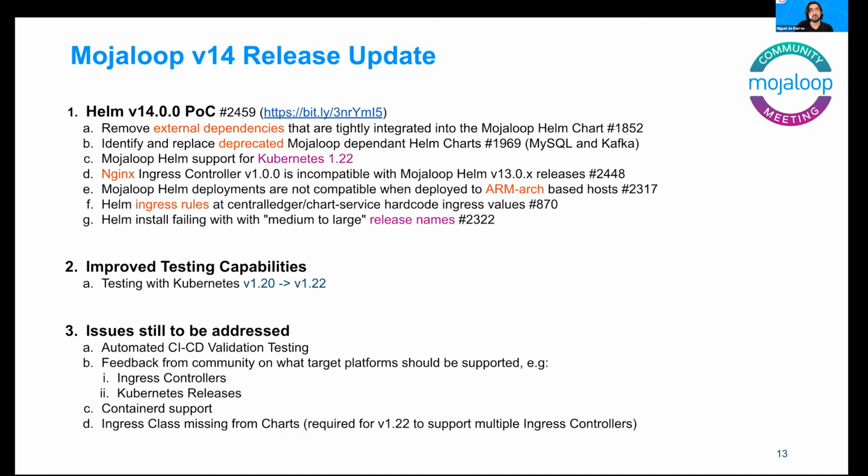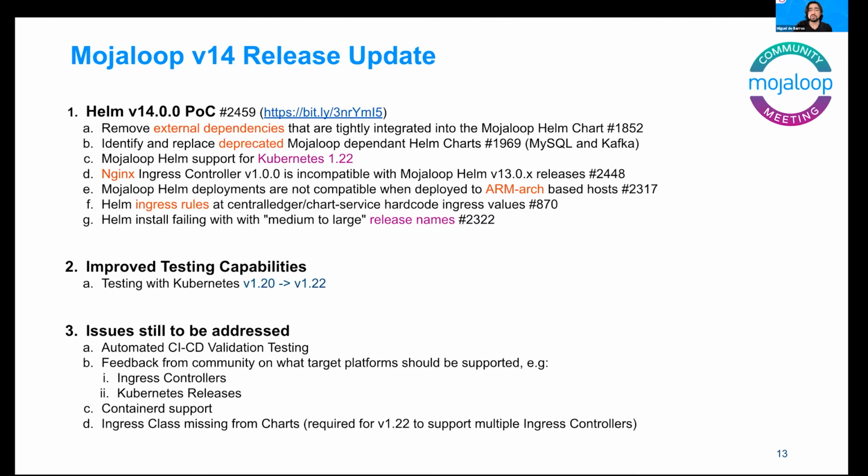The next bit is about improving our testing capabilities, so that we can run this version 14 on Kubernetes versions 1.20 to 1.22 and the interim version as well. So Tom has done a lot of great work here, and he'll talk a bit about Test Harness very shortly, and he'll take it through in more detail.